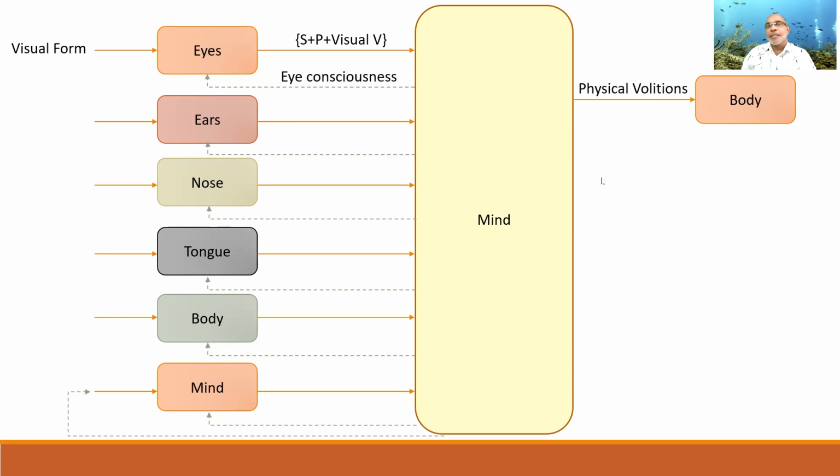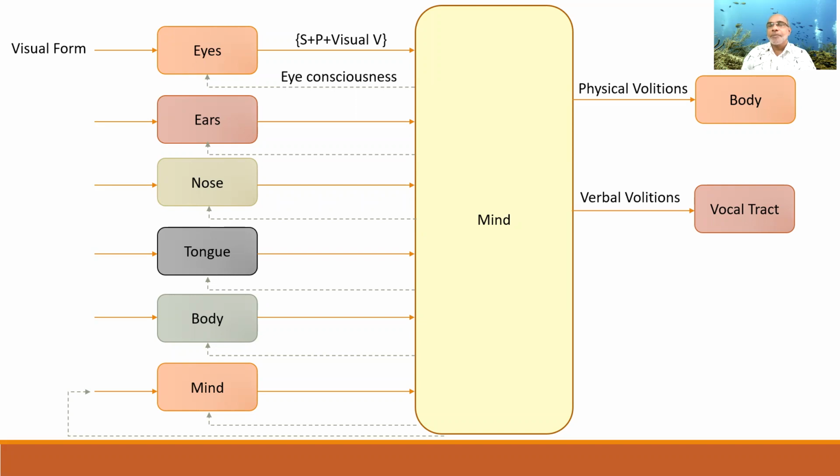But what about other volitions? Is it only physical volitions that will be your output? Verbal volitions will be there, which will be activating the muscles in the vocal tract to produce different sounds. They are called verbal volitions.